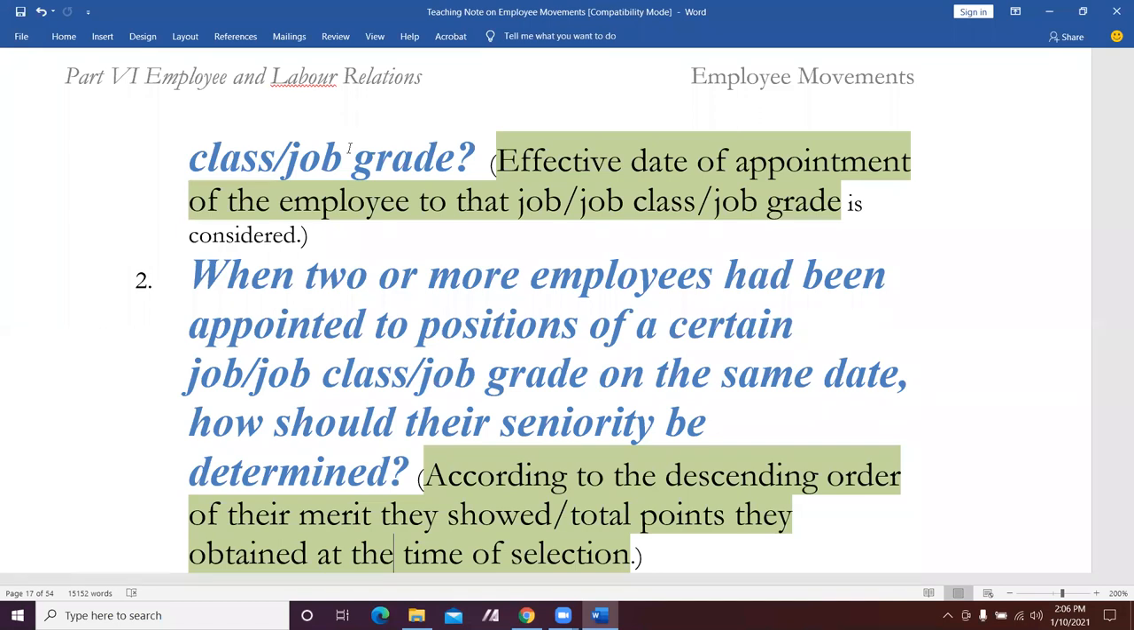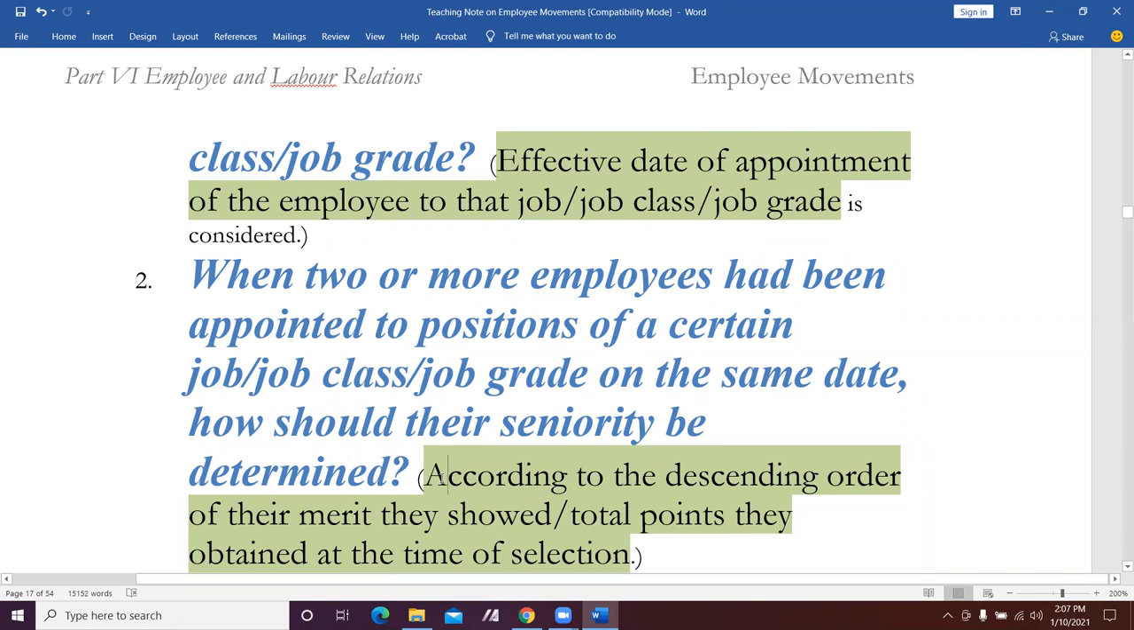On the same day. So I can remember recently, I was invited to deliver a lecture to a group of newly hired management trainees by Bank of Ceylon. If my memory is correct, on the same date, 320 fresh graduates were hired as management trainees. Now there's a question of how to determine seniority, because the effective date of appointment of all these employees is the same.